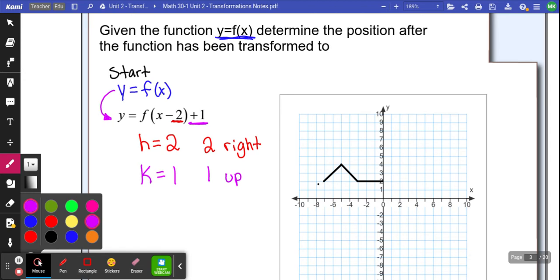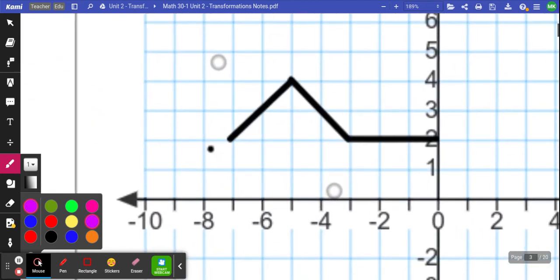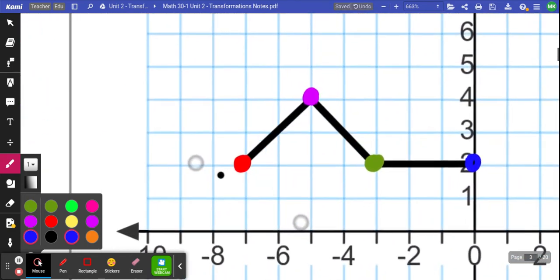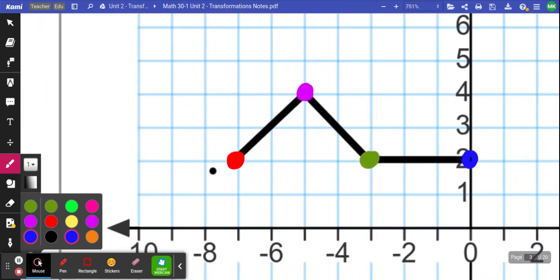I like to pick important points. So when I'm moving something, if you pick these points and move just those points, then you can connect the dots and make the exact same graph. So I need to move each one of those points 2 to the right and 1 up. This red dot, 2 to the right, 1, 2, and 1 up would be right there now.